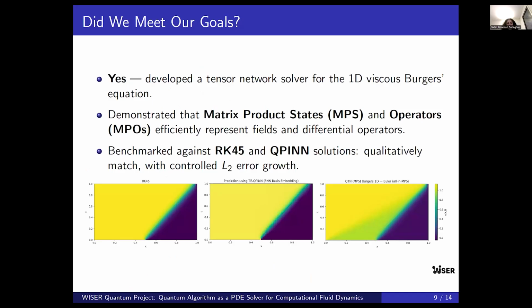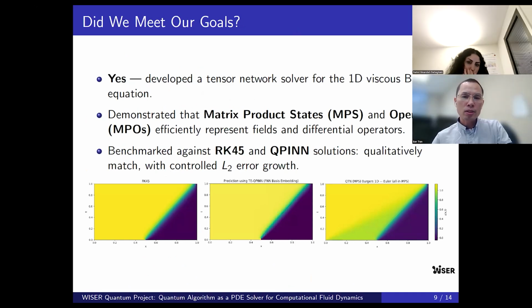Thank you, Nahid. I'm Banchan, and for this project, we developed three solutions: a classical solution, Runge-Kutta 45, a quantum-inspired quantum tensor network, QTN, and the last one, quantum physics-informed networks. So we try to compare three solutions. You can see on the slide the results for the three solutions, and we have similar results for all three. Next.